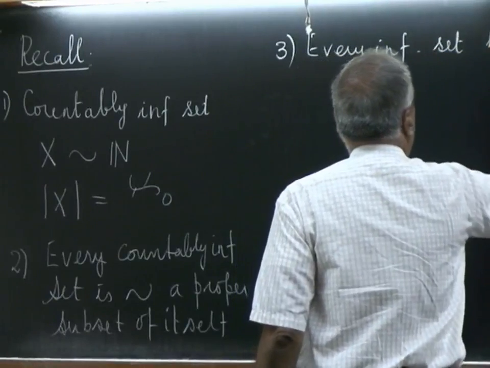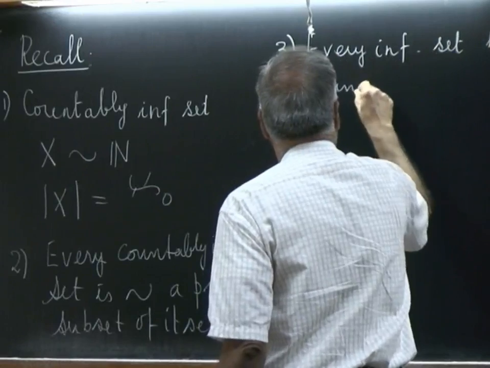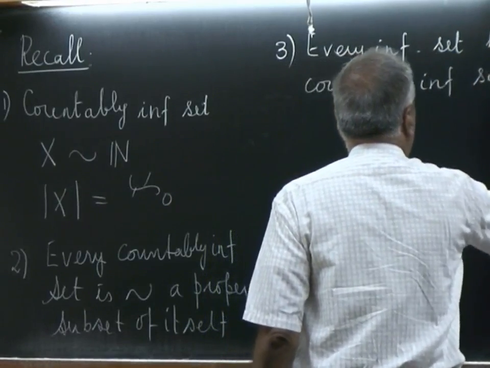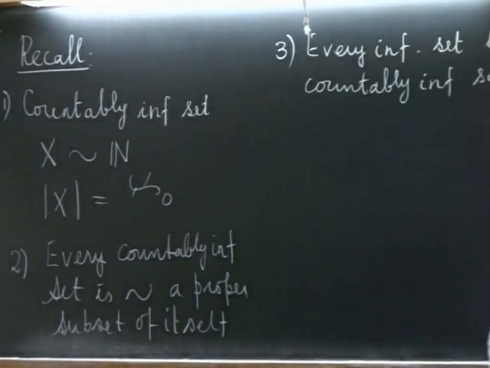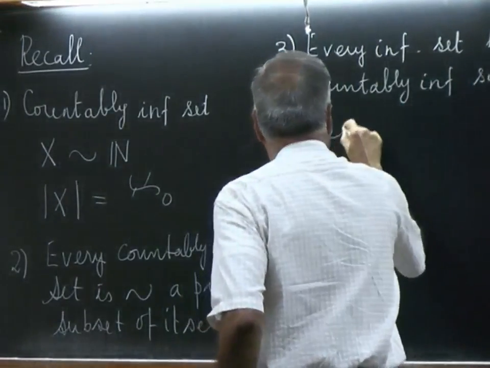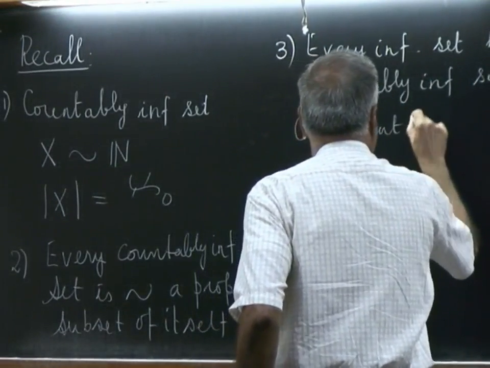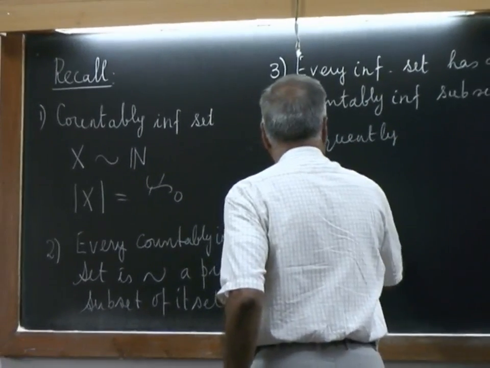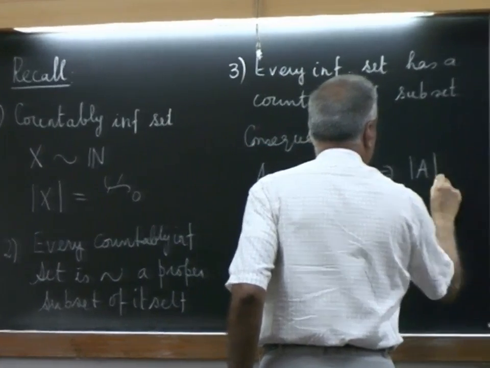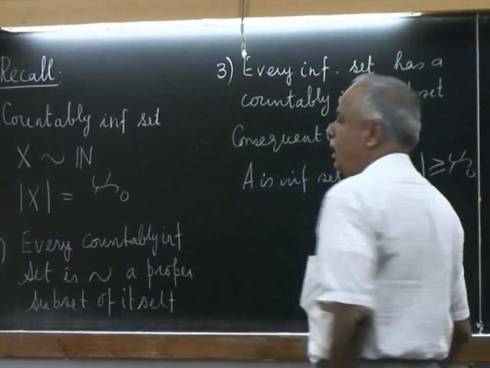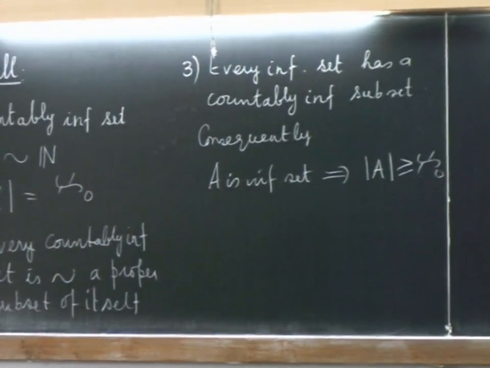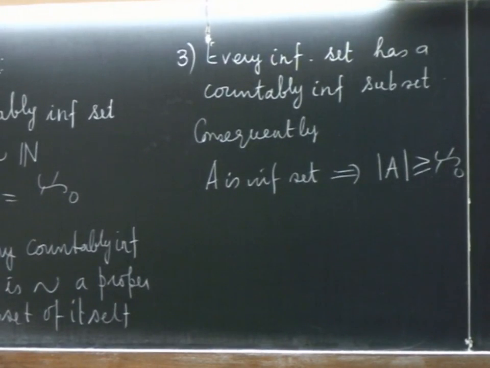A has a countably infinite subset, and consequently, A being an infinite set means its size must be at least countably infinite. There is no infinite set which is smaller than a countably infinite set.